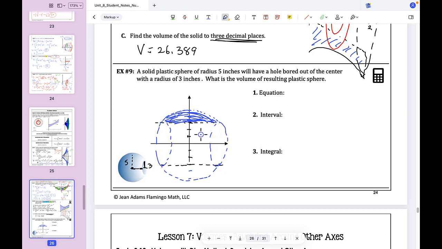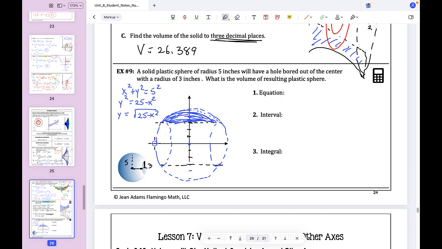Okay, so it's this sphere I have to figure out. Well, what it actually is, it's a circle centered at the origin with a radius of 5. x squared plus y squared equals 5 squared. If I solve for y squared, it equals 25 minus x squared, so y equals the square root of 25 minus x squared.